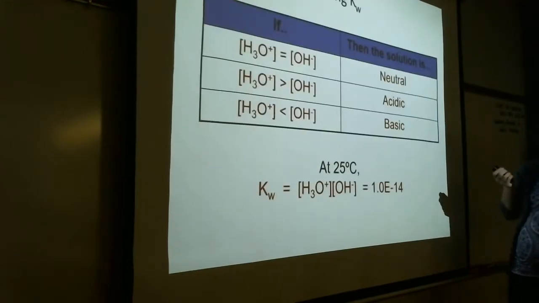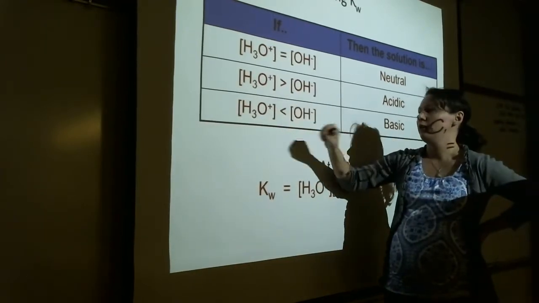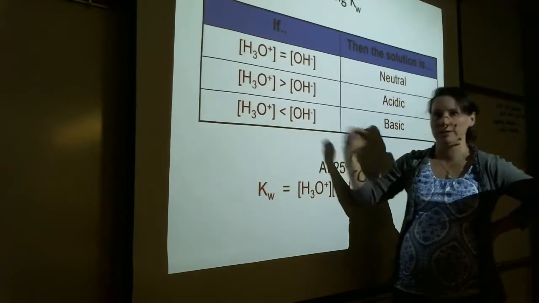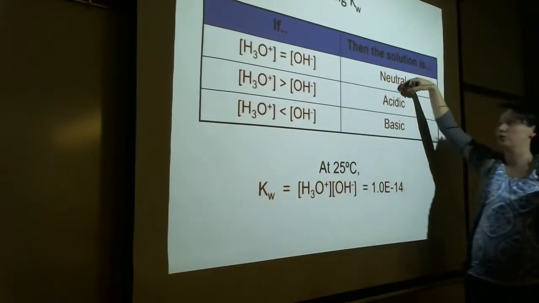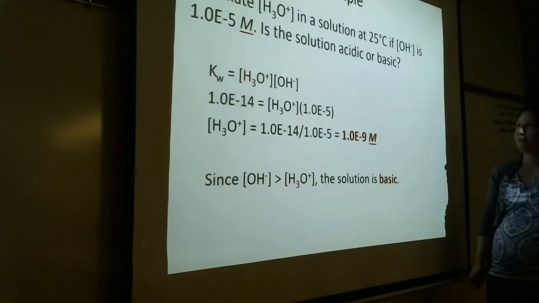So we are defining acids, acidic solution, basic solution, based on the ratio, right? If hydronium is greater than hydroxide versus if hydronium is less than hydroxide. And then if they are equal, we're calling it neutral. Again, this entire table is posted online on the notes.